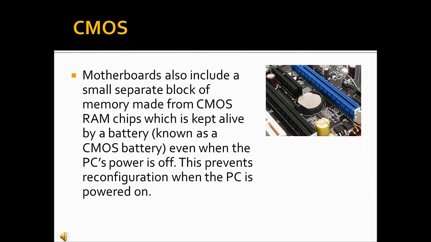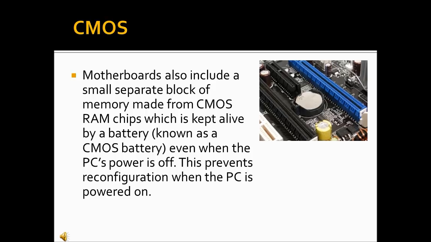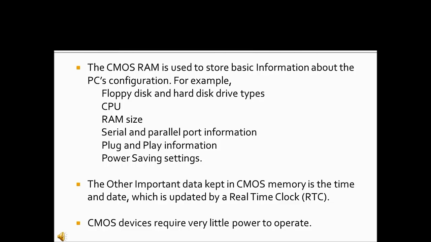Motherboards also include a small separate block of memory made from CMOS RAM chips, which is kept alive by a battery even when the computer's power is switched off. This prevents reconfiguration of the PC when it is powered on. The CMOS RAM is used to store basic information about the PC's configuration, for example, CPU, RAM size, floppy disk and hard disk drive types, serial and parallel port information, plug and play information, and power saving settings. Time and date are also stored in the CMOS memory. This is updated by a real-time clock.